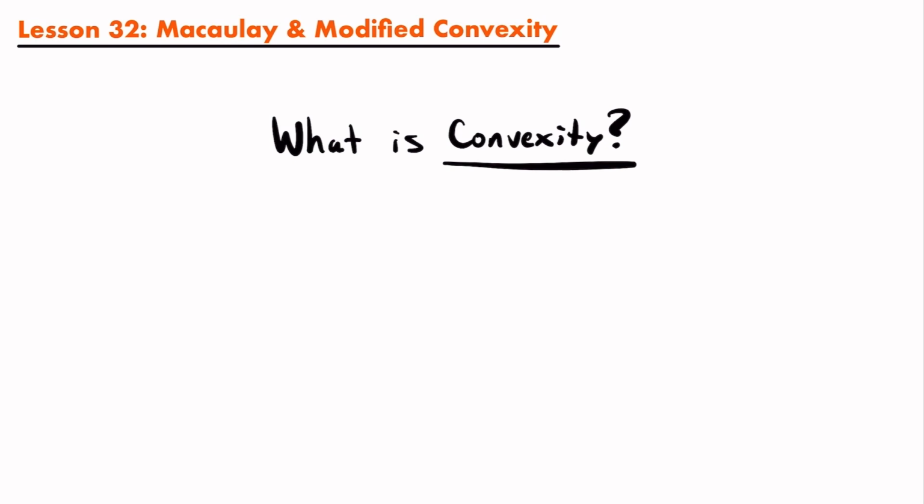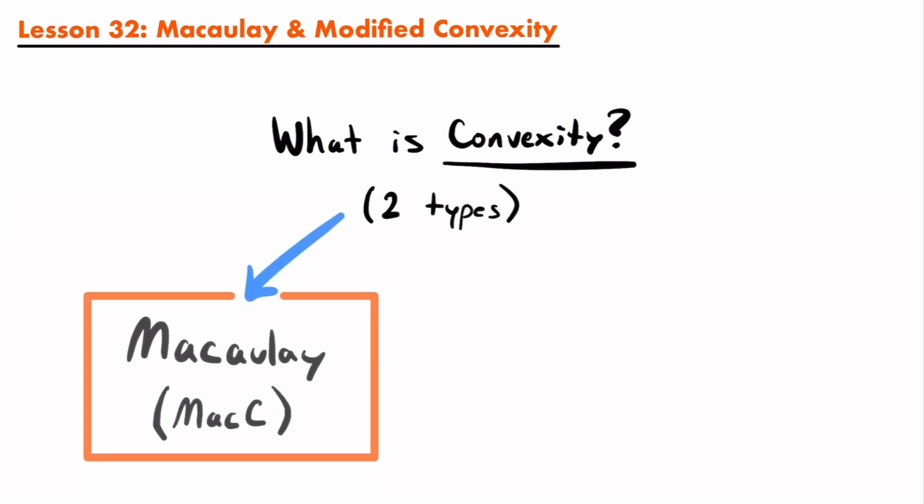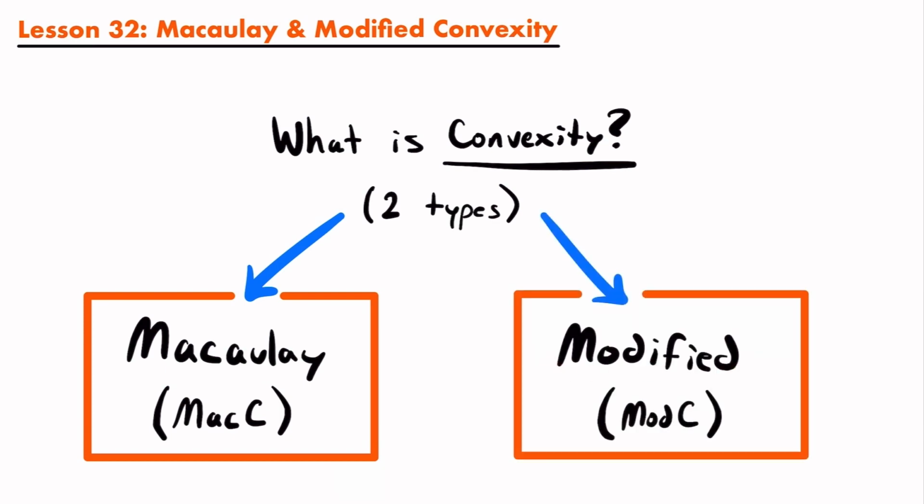through this video. But as the topic of this video suggests, there are two different types of convexity that we can measure. We can measure Macaulay convexity, which we denote with capital M-A-C, capital C, or MacC, that stands for Macaulay convexity. And we also have modified convexity, which we denote with capital M-O-D, capital C, or ModC, which stands for modified convexity. All right, but now you might be interested in knowing how do we calculate the Macaulay convexity or the modified convexity for a set of cash flows. And that's what we're going to look at next, and we're going to start by looking at the Macaulay convexity for a set of cash flows.